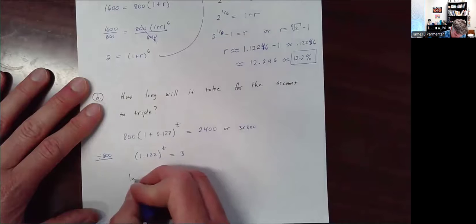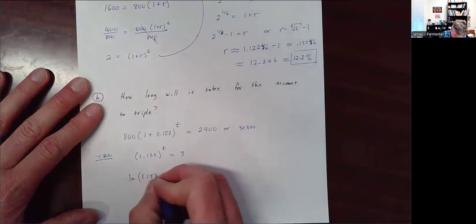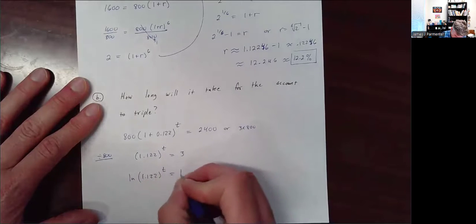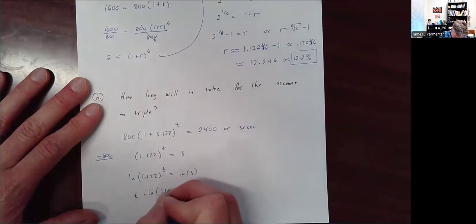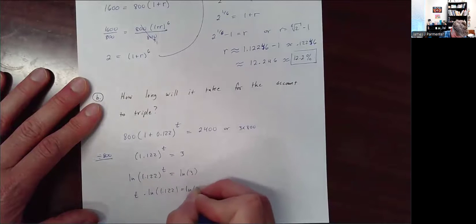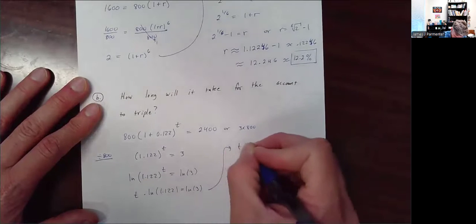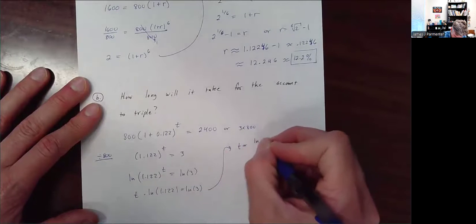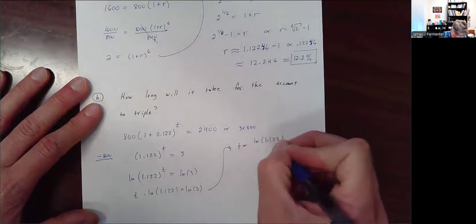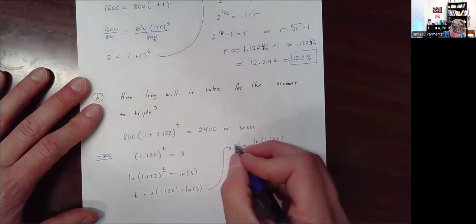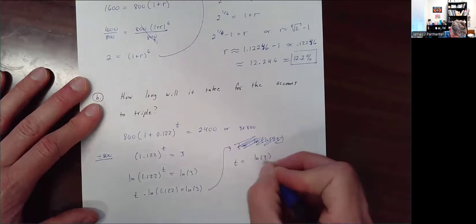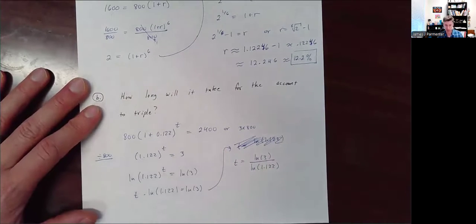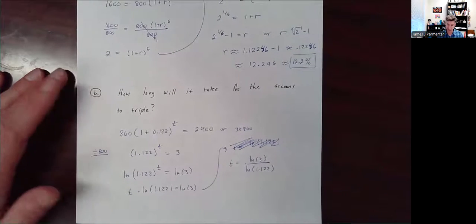So the natural log of 1.122 to the t equals the natural log of 3. t times the natural log of 1.122 is equal to the natural log of 3. So we're going to get that t is equal to the natural log of 1.122 divide. Nope, sorry about that. t is equal to the natural log of 3 divided by the natural log of 1.122. Again, it doesn't tell us very much.